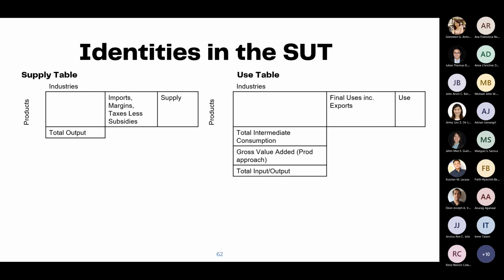Just to visualize, we have the first identity. On the left we have a very basic characterization of the supply table, and on the right, a visualization of the use table. We have total output on the last row of the supply table, and total input on the last row of the use table. This is our first identity, where total output by industry should be the total input that is produced by all industries, producing intermediate and primary inputs.